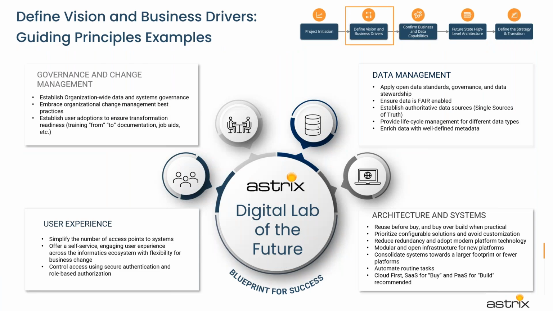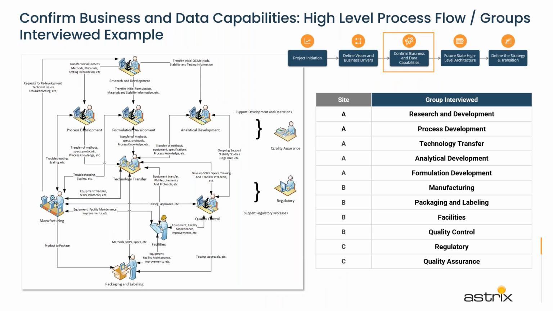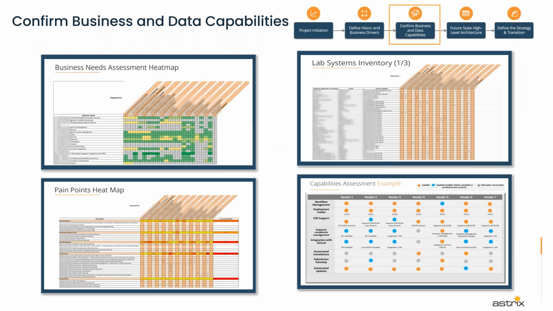This is a very high-level example of guiding principles. It can be establishing data governance, simplifying the number of access points for a scientist to get their workflows completed, establishing a single source of truth, or moving towards a SaaS kind of company. Based on this, we confirm the business and data capabilities. There can be multiple groups, multiple sites, and multiple people involved doing similar activities and interacting with each other. This is an example of a group interview and a site map. Based on that, we define a high-level process flow, showing how these groups interact, and then we confirm the business and data capabilities within that.